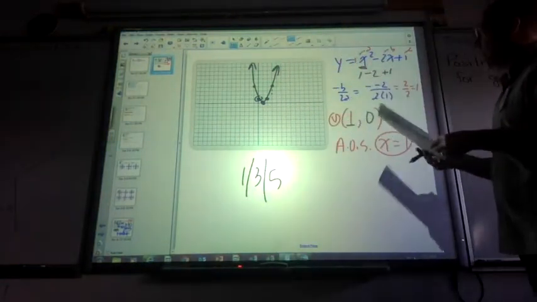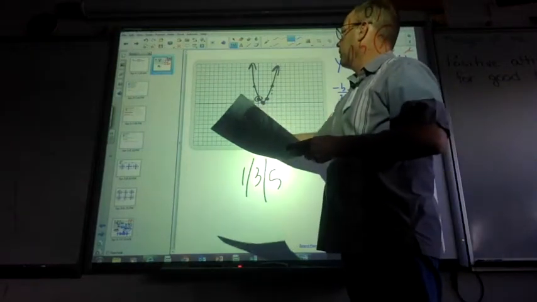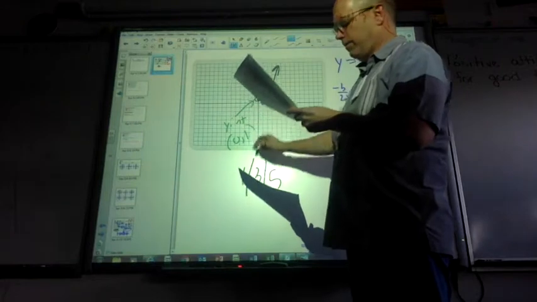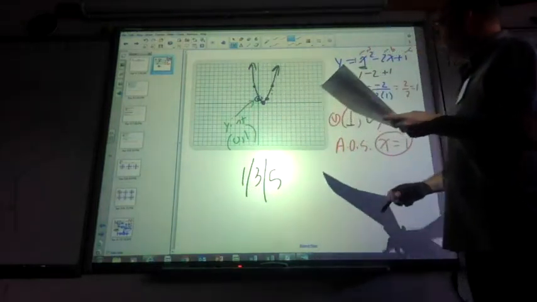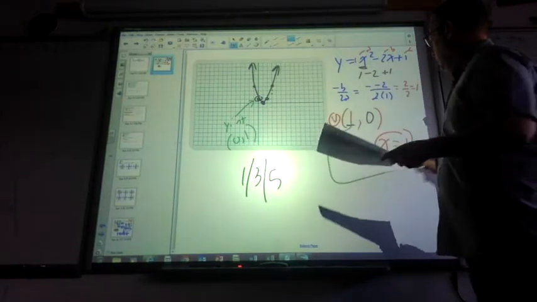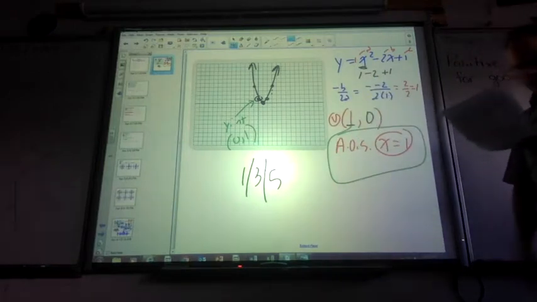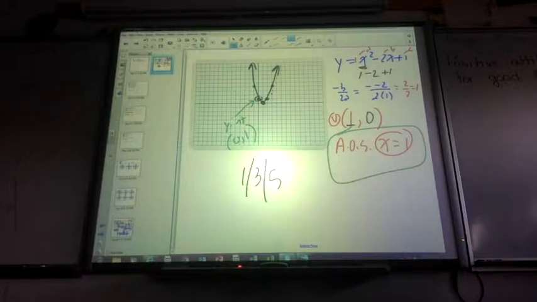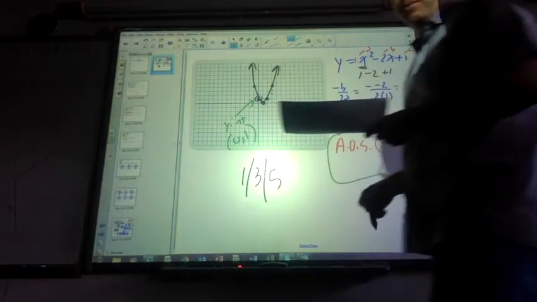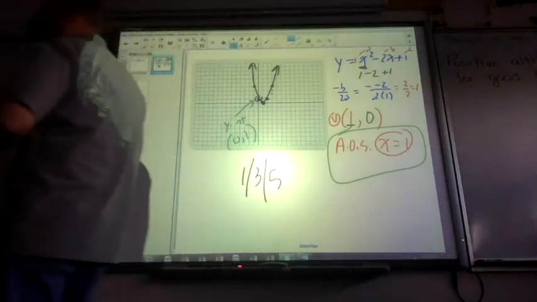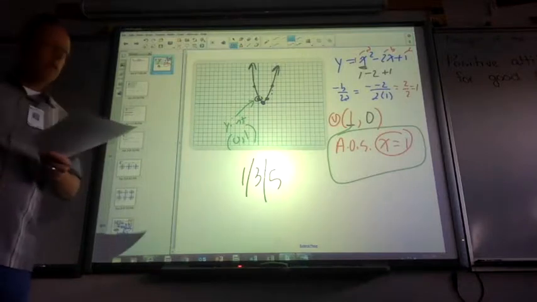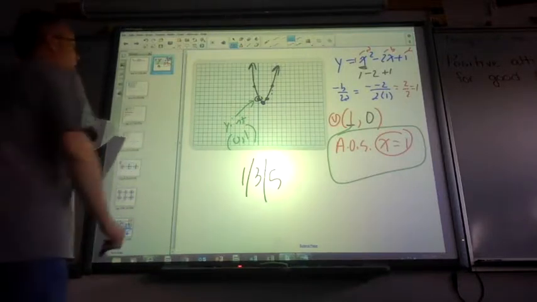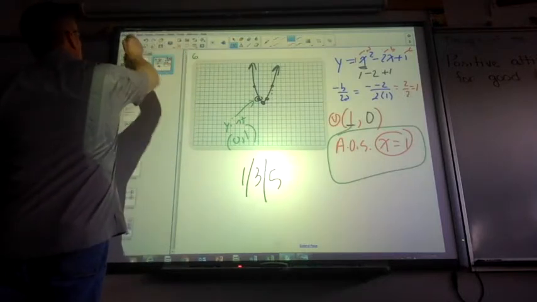All right, let's answer the questions. They wanted the y-intercept. That's the y-intercept right there. It's a point, so listed as a point, 0, 1. And my axis of symmetry we found right there. Cool. That is a 3-point problem. May I move forward? We all okay? All right, so that was problem number 6. Let's go to problem 7.